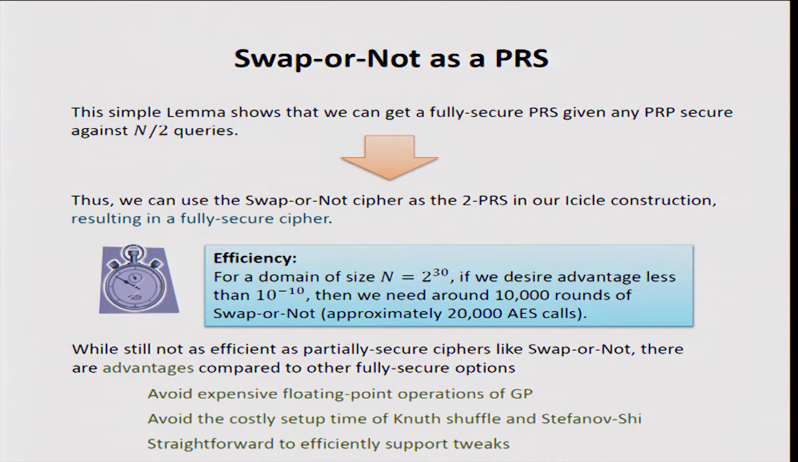And similarly, it, at least to me, is not clear how to tweak those two shuffles with that setup time. So if you want a cipher that supports tweaks, it looks to me like you'd actually have to go through that entire setup for each different tweak that you want, whereas our construction is very easily tweaked.